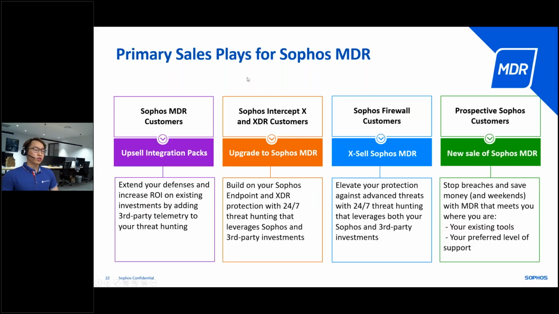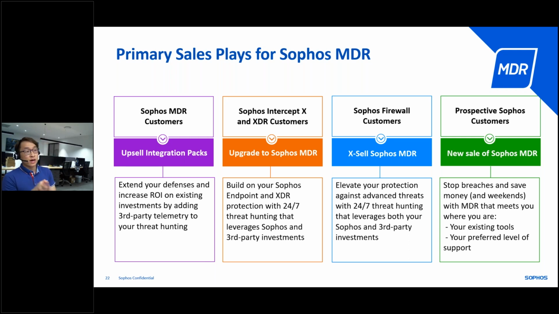Okay, and if you're already entrenched inside of the Sophos ecosystem, there's a whole bunch of things that you can do, some good sales plays just to start off with, in the case that you want some ideas. So let's start on the second panel. If you have customers on Intercept X and XDR, which is a vast majority of the Sophos partner base out there right now, you can build on your Sophos endpoint and attach a 24/7 threat hunting solution to it. That leverages Sophos's and all the third-party investments you have.